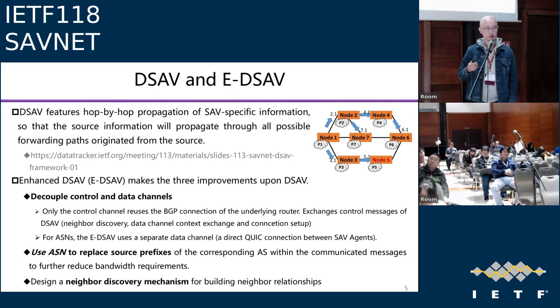And the second innovation we do is that we use the AS number to replace the source prefixes so that we can reduce the bandwidth requirements of the data transfer of SAF-specific information. But in this process, we also altered a little bit the definition of what we mean by SAF-specific information. And lastly, we build a neighbor discovery mechanism in partial deployment scenarios so that the AS's SAF agents can discover each other and establish communication channels.